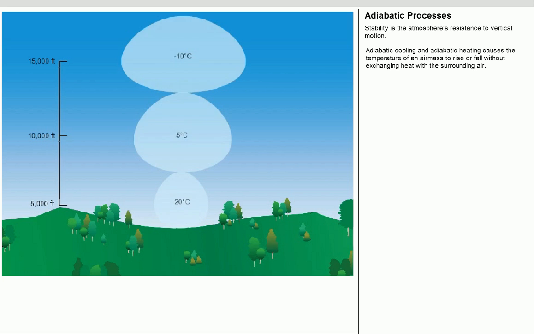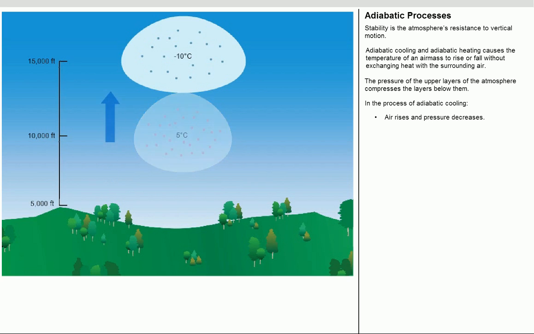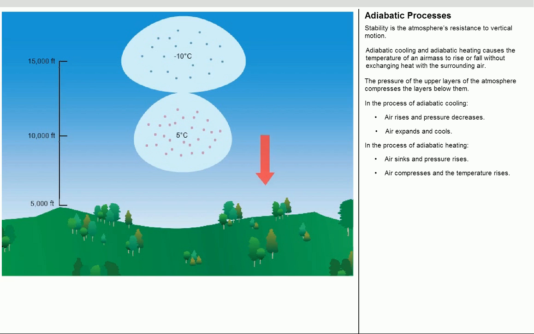To understand the adiabatic processes, remember that the atmosphere has layers, and that the pressure of the upper layers compresses the layers below them. In adiabatic cooling, as the air rises through the atmosphere, pressure decreases, and the air expands and cools. In adiabatic heating, as the air sinks towards the Earth, barometric pressure rises, causing the air to compress and the temperature to rise.